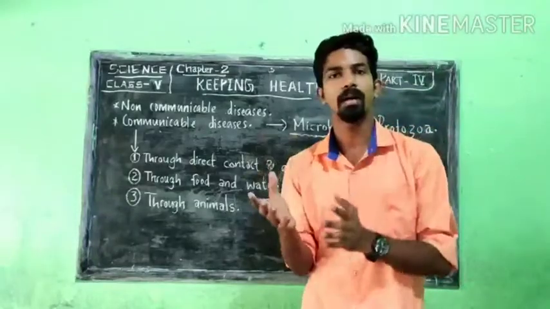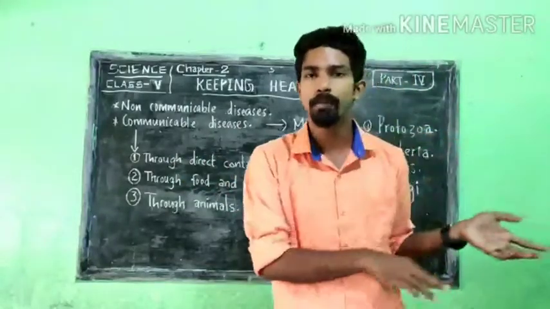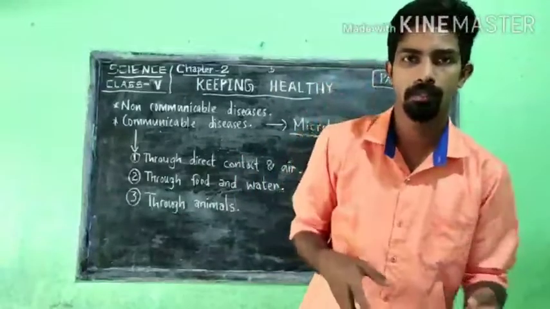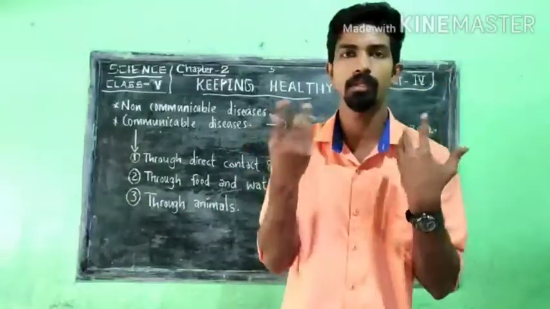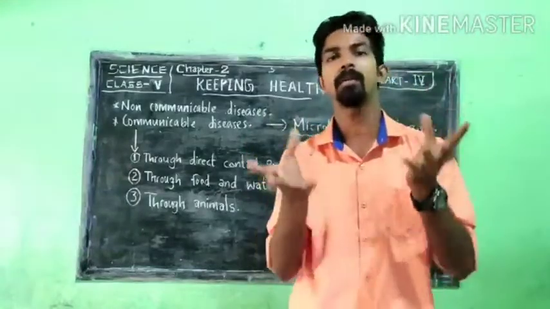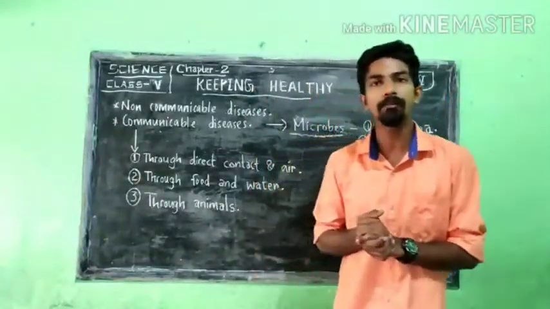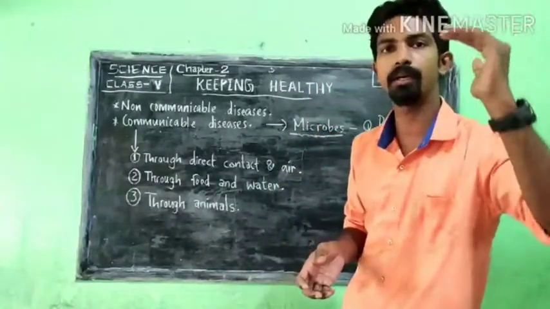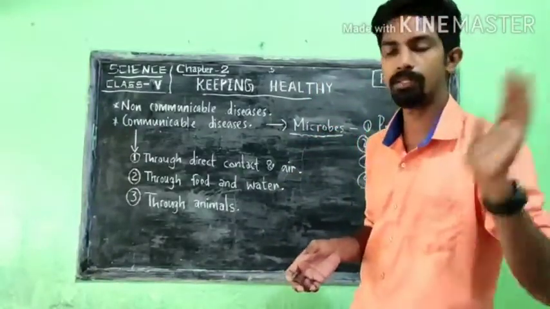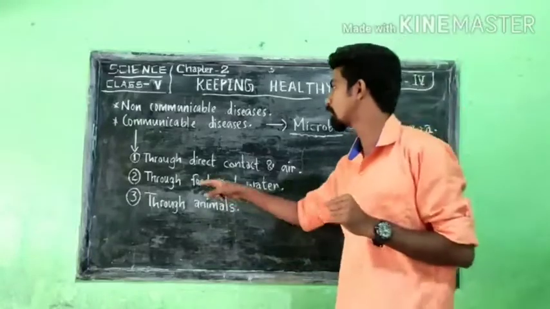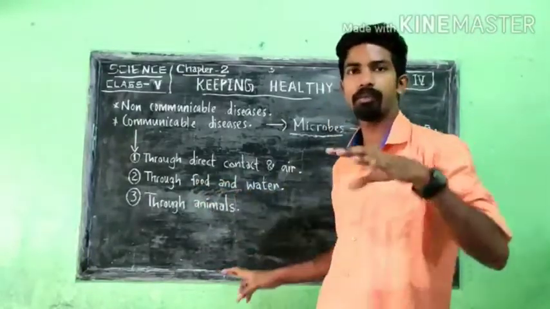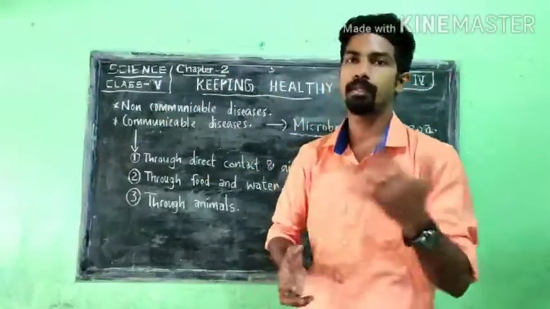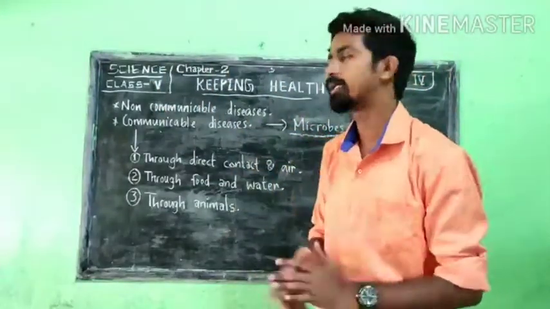Now what happens after visiting the person? You will come back to your home. Then you will touch some other things in your house. You will eat without washing your hands, and automatically your body will be affected with the same disease which the person at the hospital had. So that is about food and water. Even if you touch the water bottle used by the infected person in the hospital, you will get the disease.